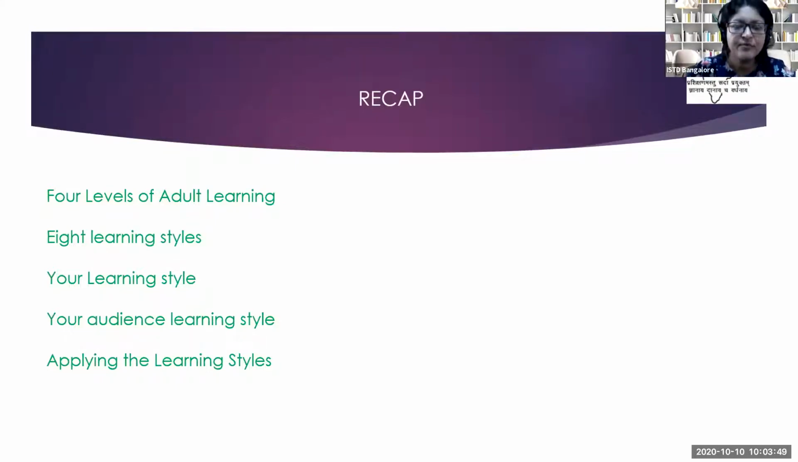This is a recap of what we did in the last class. 4 levels of adult learning, 8 learning styles, your learning style, your audience learning style. I think there is a question around that in the assignment. Applying the learning styles. Okay, so this is what we have done in the last class. We will have a quick recap through a questionnaire of these learning styles, what we had done in the last class. Today also, we will do a quick recap of that.